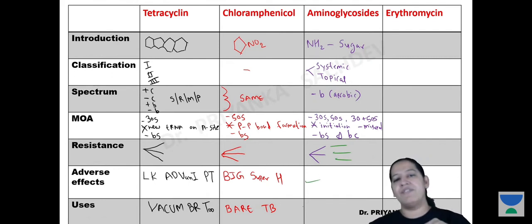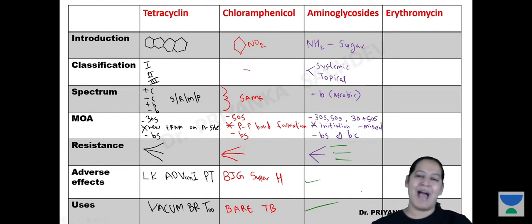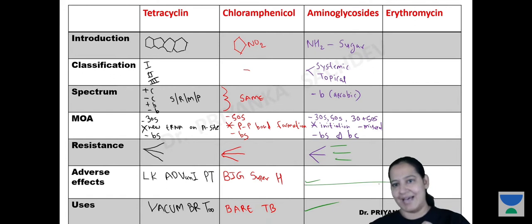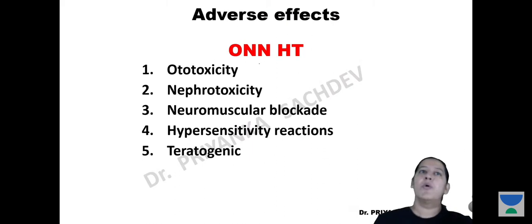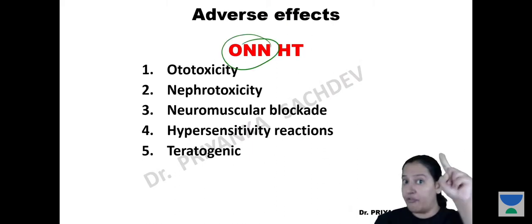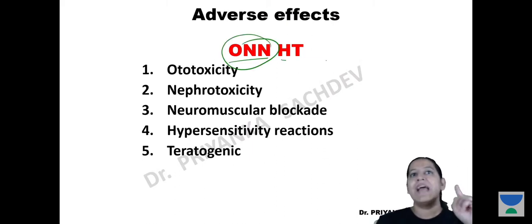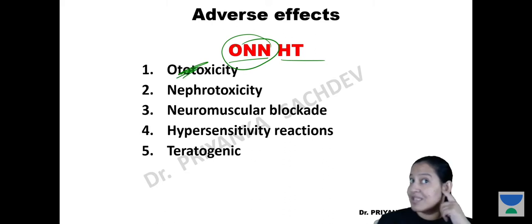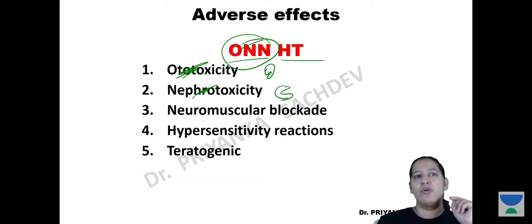Coming on adverse effects and uses. I have a mnemonic for adverse effects, I guess, but I don't have a mnemonic for uses. So aminoglycoside adverse effects: the mnemonic is O double N HT. O for ototoxicity. N for nephrotoxicity. So make an ear here. This is the ear. This is the kidney, nephrotoxicity. N for neuromuscular toxicity, H for hypersensitivity and T for teratogenic.